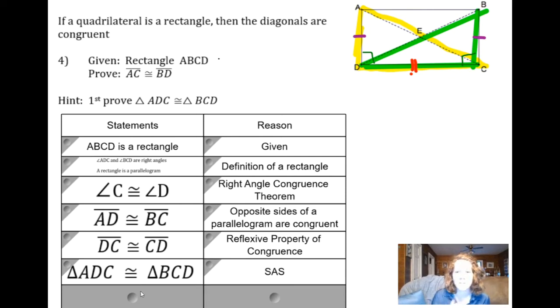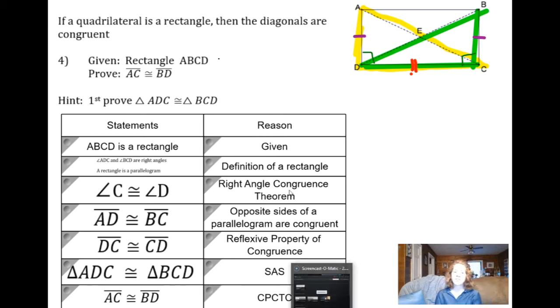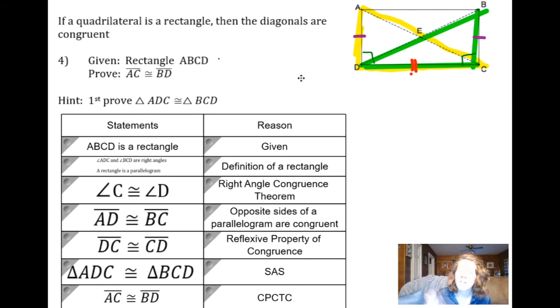But how does that help me know that AC is congruent to BD? Because that's what I'm supposed to be proving. Well, if this side, AC, is going to be A and C, then it is corresponding to B and D. So, corresponding parts of congruent triangles are congruent, so now my proof is finished. I have proven that AC is congruent to BD. So now, in the future, anytime I have a rectangle, I can know that those diagonals are congruent.